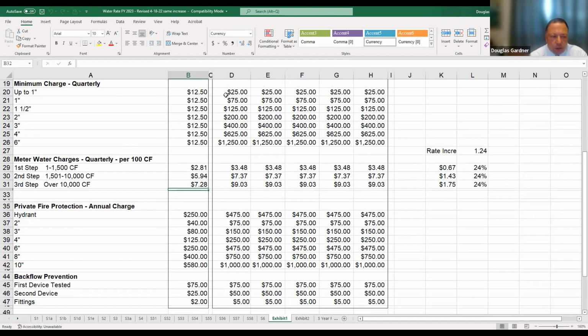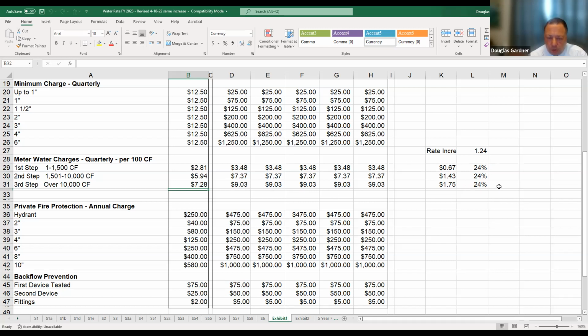And again, a large increase, but these rates really haven't been adjusted recently. And again, we're increasing the amount of money that we need to operate the division by a significant portion, primarily through that new bond for the water treatment facility. This is how we're going to pay for that, through these rates.